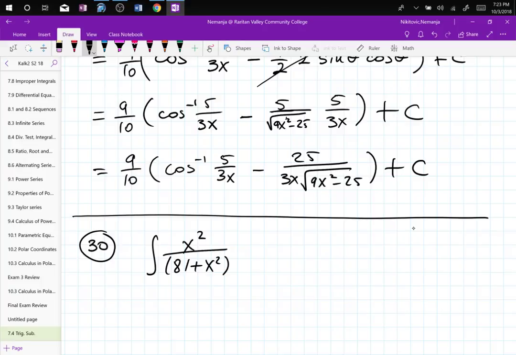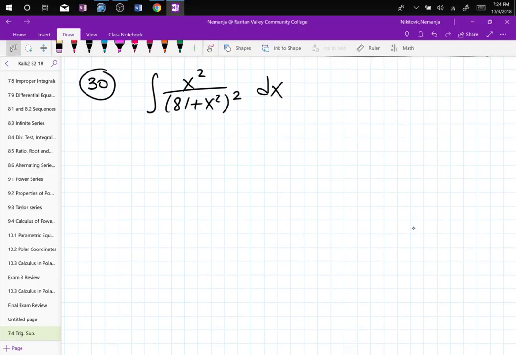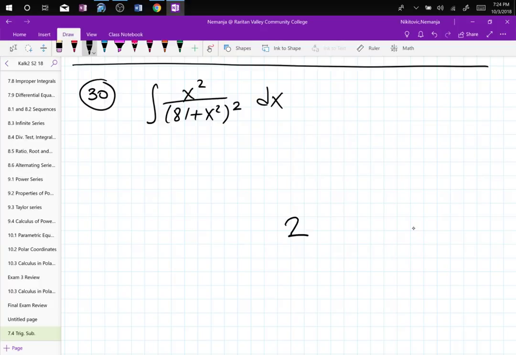81 plus x squared. So x squared divided by 81 plus x squared, squared, dx. No square roots. No half exponents. Right? Can we use trig sub? And the answer is yes. Can anyone tell me how I can just push once on 8 and it's gone. Right? Look at that. Gone.